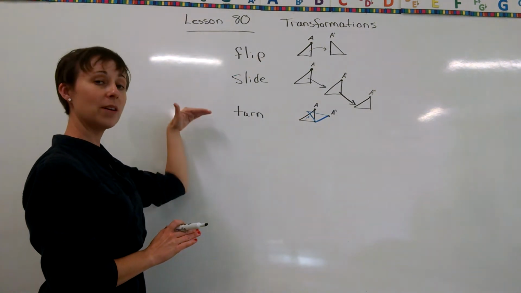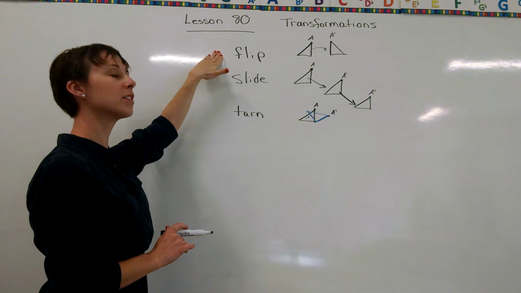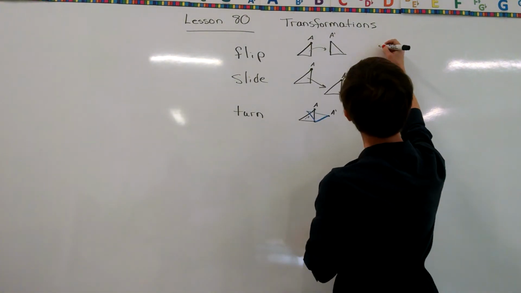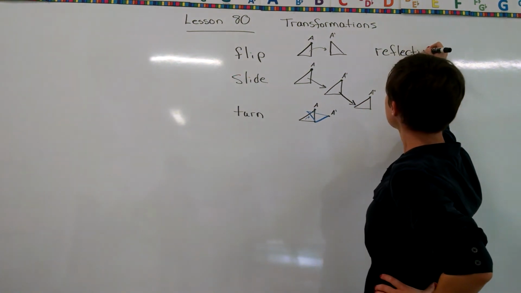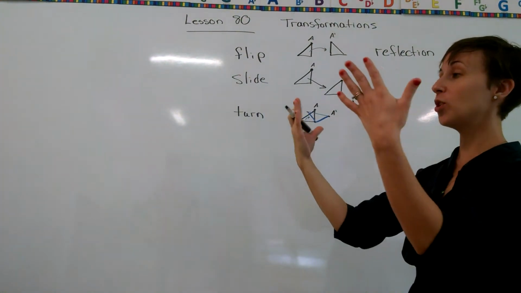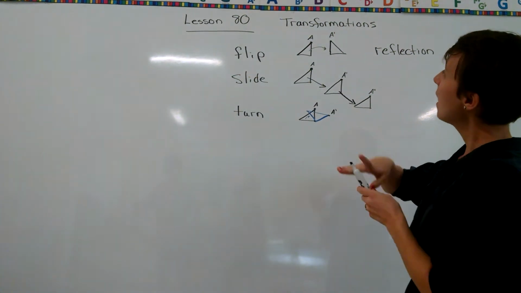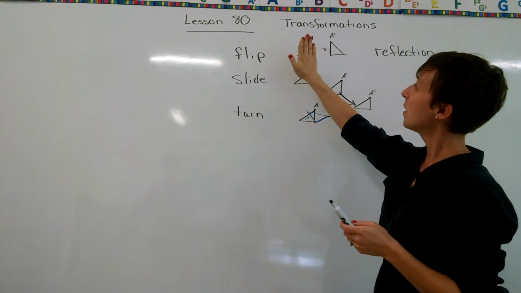Now that you have all 3 of these in your notes, we're going to add in the new sophisticated 6th grade words for them. A flip is no longer called a flip. This is called a reflection. And when I think about this, I think about your reflection in the mirror. When you look in the mirror, you see a picture of yourself and it comes right back at you. If you look at this picture, it's like it's reflecting right over to the other side.